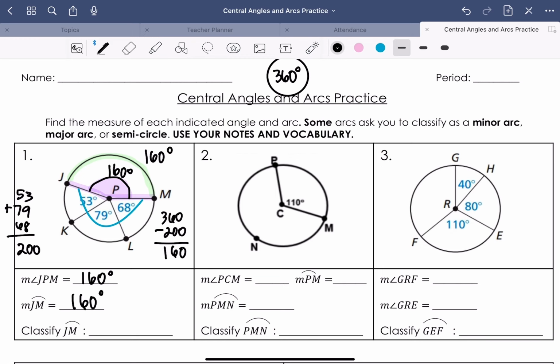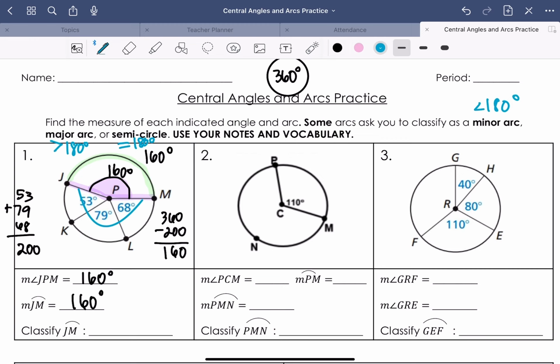And now we're going to classify it. Is it a minor arc, a major arc, or a semicircle? If you remember, minor arcs are less than 180 degrees, if you want to write that down. Major arcs are greater than 180 degrees. And a semicircle is obviously half of 360, so it's equal to 180 degrees.